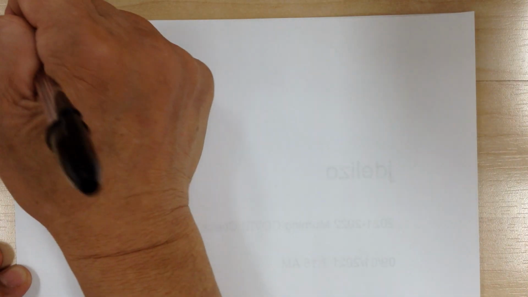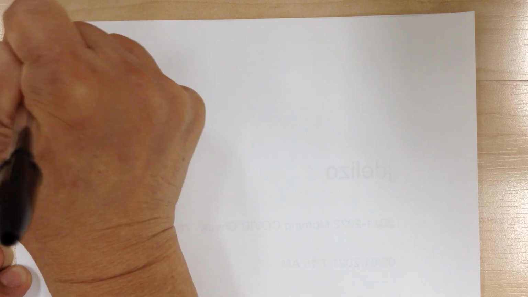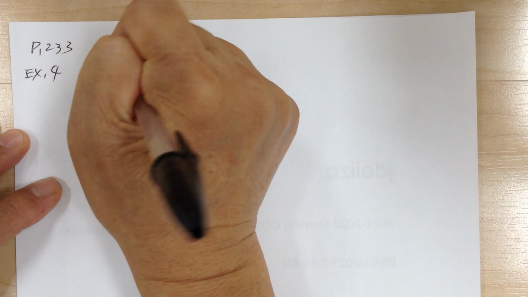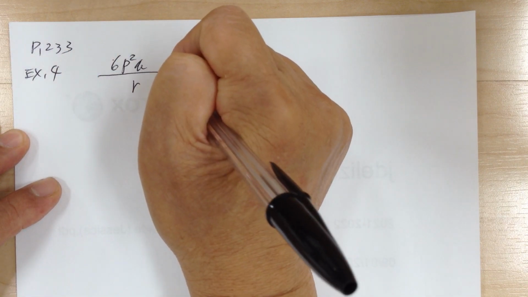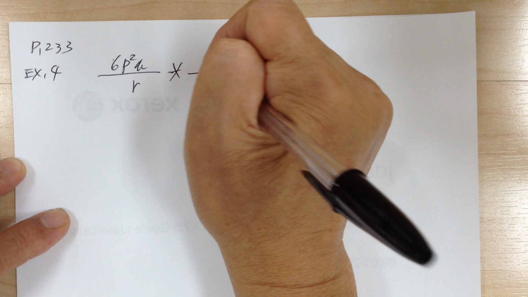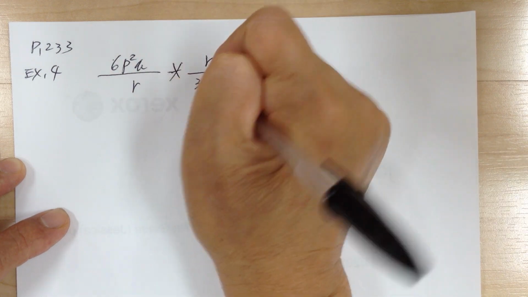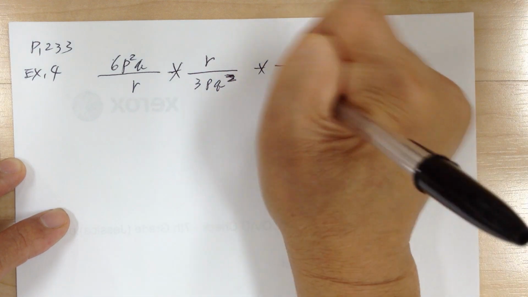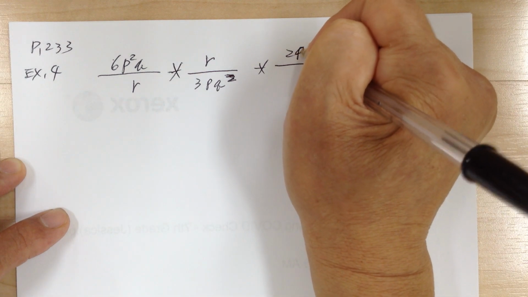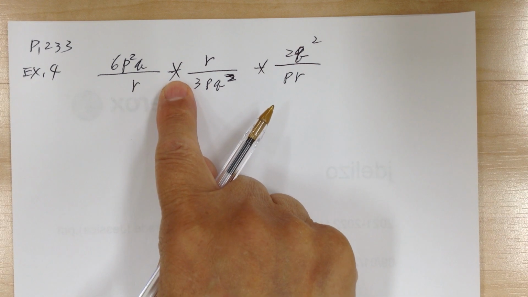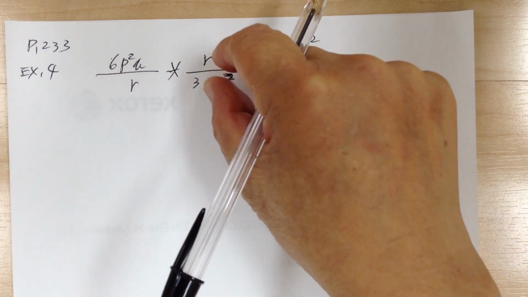Okay, let's go to example 4. Now you have more items. You've got 6p squared q over r. Now the next one is divide, but instead of wasting time copying the problem, I'm just going to make it into multiplication. Anytime you have division, just make it into multiplication by taking the reciprocal. So again, this is the division, so I change it into multiplication by taking the reciprocal of that.